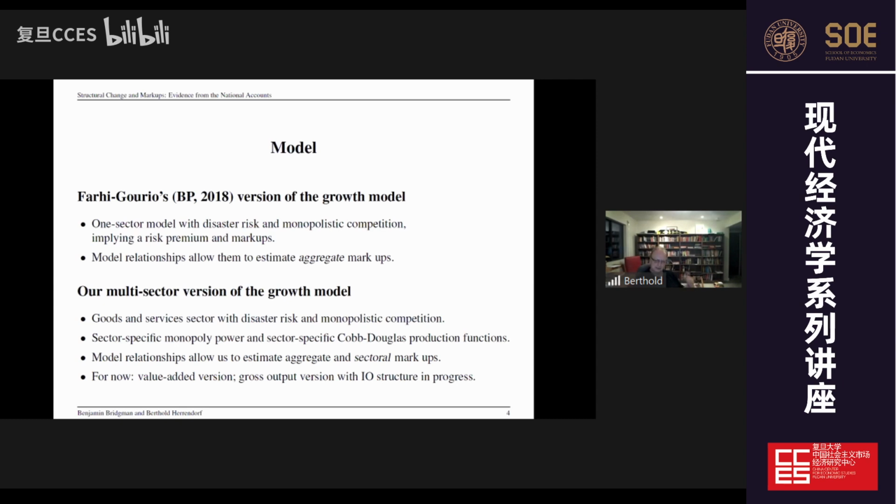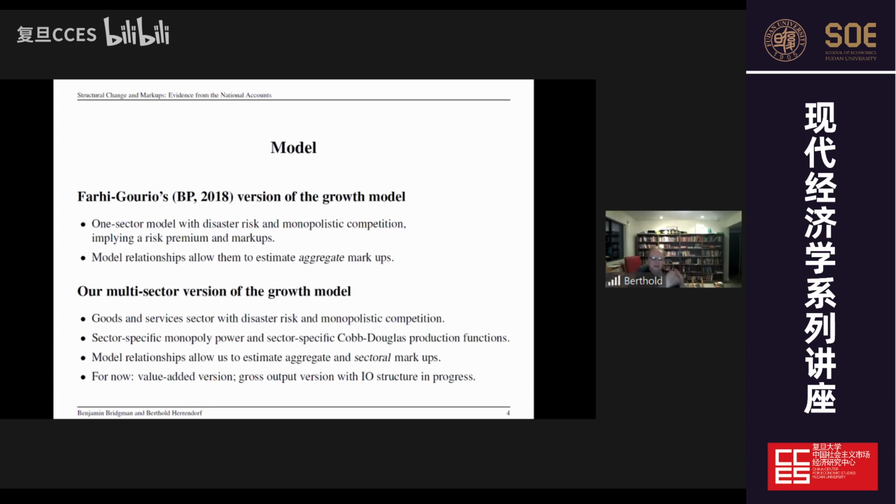Now, I should say right up front, the disaster risk is an elegant way of generating a risk premium, but it's just one way. There could be many other ways in which the risk premium could be generated. And you'll see later on in the calibration, it doesn't really matter where it comes from. I just wanted to write down a model where I get a risk premium. But what we read off the data is the risk premium for anything that could have generated it. So that's kind of an advantage.